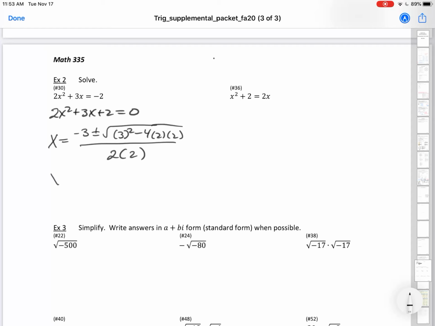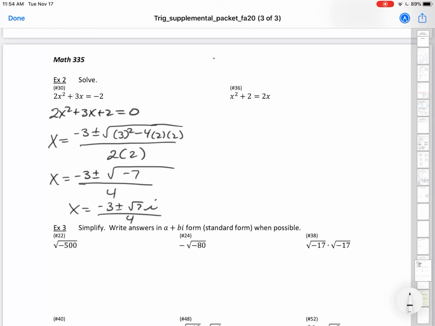Okay, and so what do we have? We have x equals negative 3 plus or minus the square root of 9 minus 16. And 9 minus 16 is a negative 7 all over 4. And that's why it's here, right? x is equal to negative 3 plus or minus square root of 7i. We want to get that i out of there. If you leave the negative under there, I can't give you full credit.